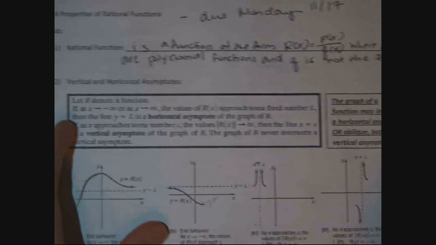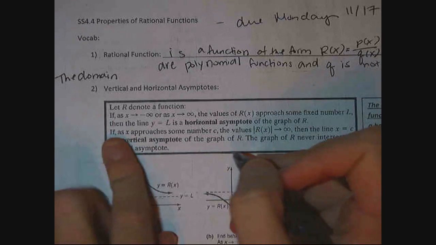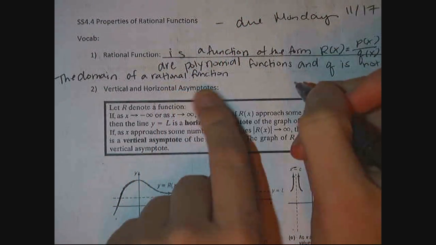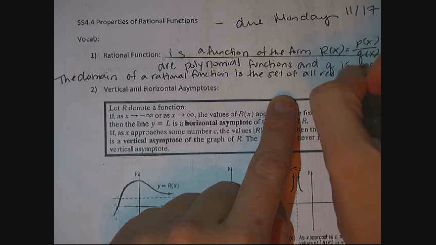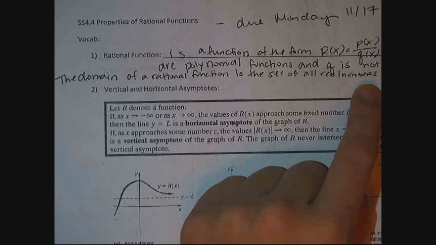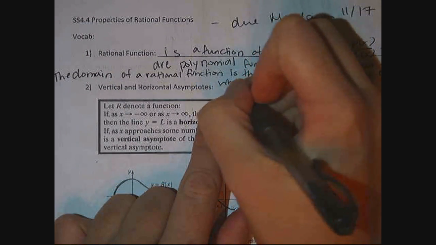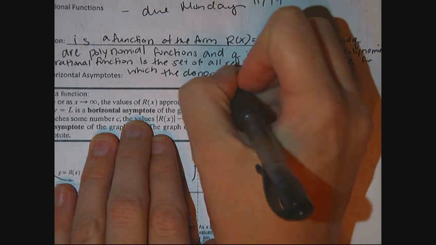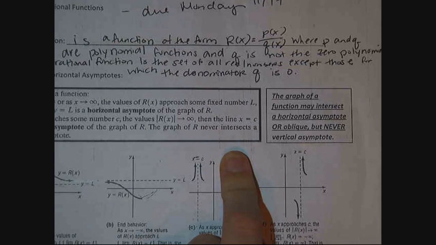Right. And then adding a little more to this definition, the domain of a rational function is the set of all real numbers except those for which the denominator q is 0.